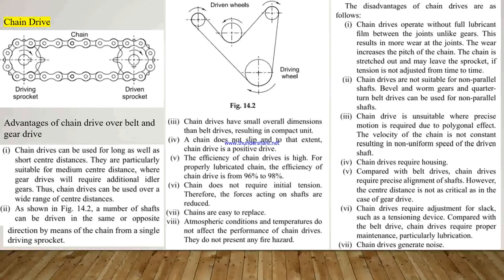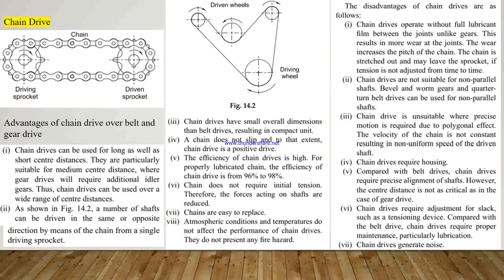But there are some disadvantages also over the belt and gear drives. Chain drives operate without a full lubricant film between the joints, unlike gears, and this results in more wear at the joints. The wear increases the pitch of the chain. The chain is stretched out and may leave the sprocket if the tension is not adjusted from time to time. Chain drives are not suitable for non-parallel shafts. Bevel and worm gears or belt drives can be used for non-parallel shafts.